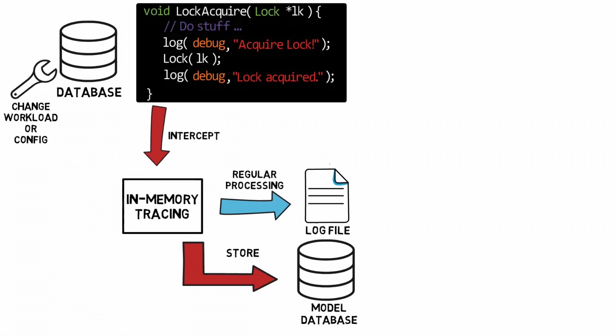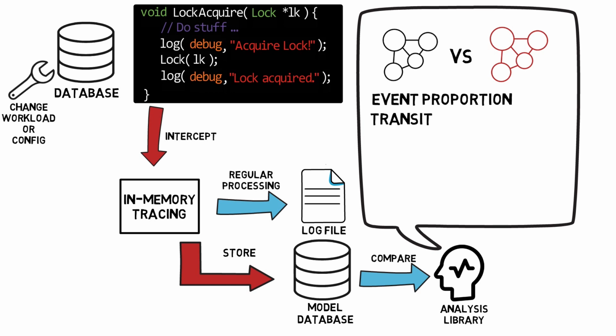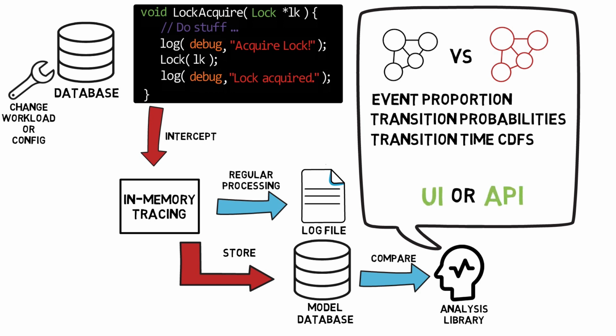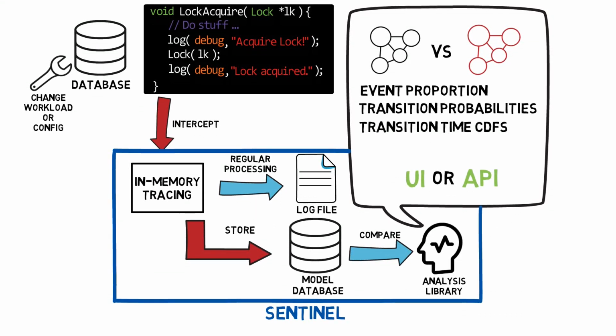Sentinel compares these models according to 3 dimensions: event proportion, transition probabilities between events, and the time to transition between events. These differences are ranked by their size, and then available via either the UI that we've shown earlier, or an API. By ranking these differences along the 3 dimensions, Sentinel captures complex behavioral differences between system configurations and workloads, as we will see in our next demonstration.